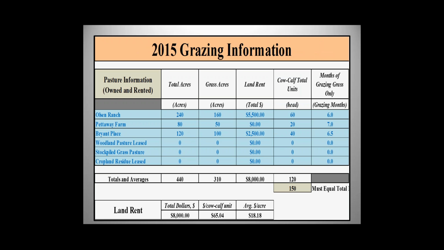So producers will simply insert their data into the blue highlighted cells of the worksheet, and it's going to calculate several of our performance and grazing cost measures that are going to be used in the summary costs and returns budget. In addition, on this worksheet, in addition to the land rent, we're going to have fertilizer, lime, and weed control expenses that are going to be included into the grazing cost worksheet.